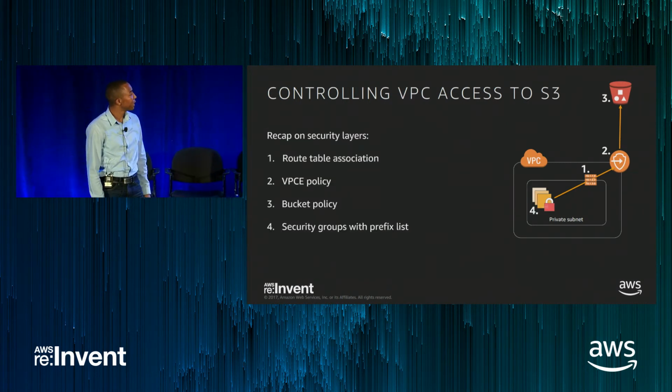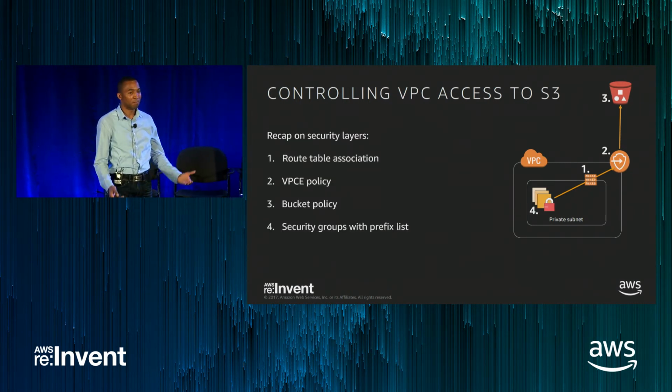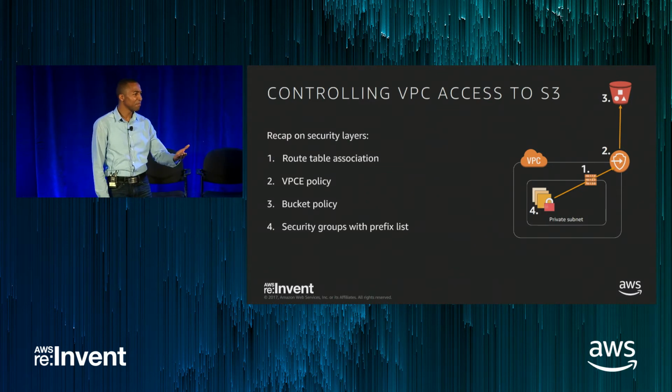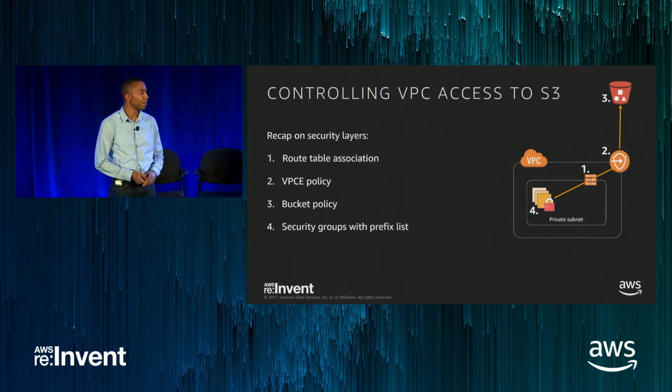The last way that you can control access is by deciding which route tables to associate with my endpoint, right? I mean, if you shouldn't have access, then you will not be associated with my endpoint.